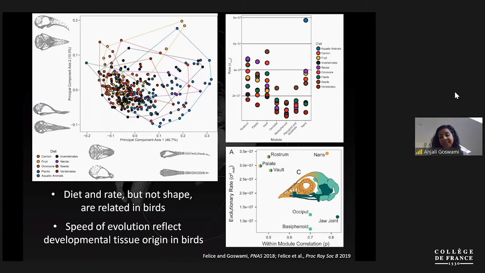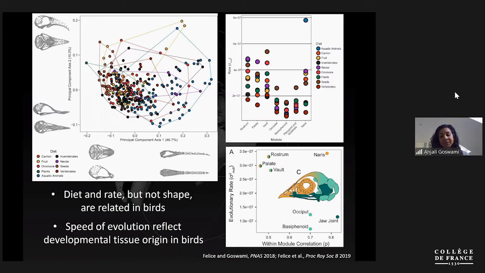One of the other interesting things that we were able to look at by separating out the different parts of the skull is that different regions of the skull evolve at very, very different paces. And the fastest evolving regions of the skull are really the front, the rostrum, what we would say, the palate, and parts of the cranial vault. And what's interesting about that is those are all formed by the same kinds of developmental tissues, what we call the anterior cranial neural crest tissues.